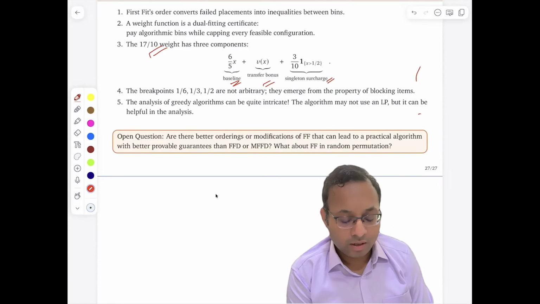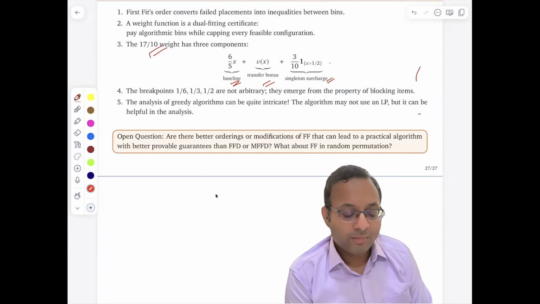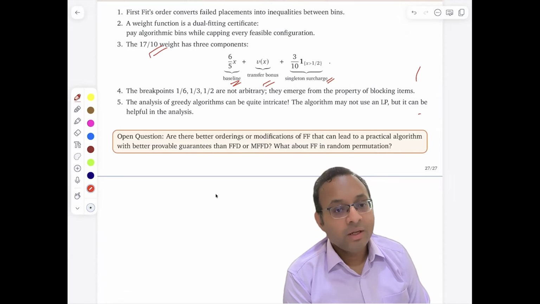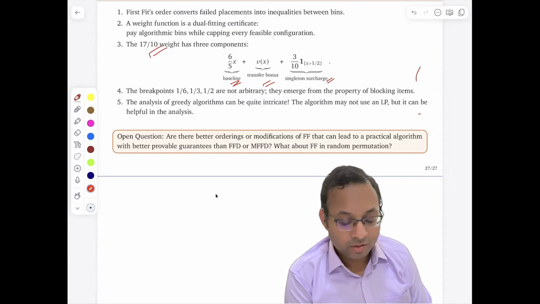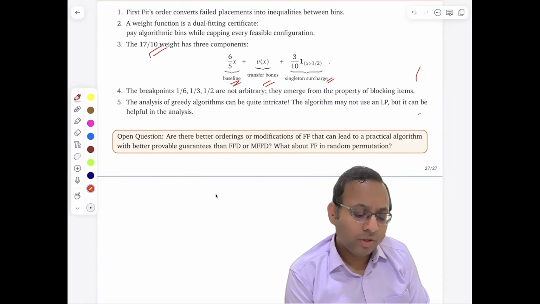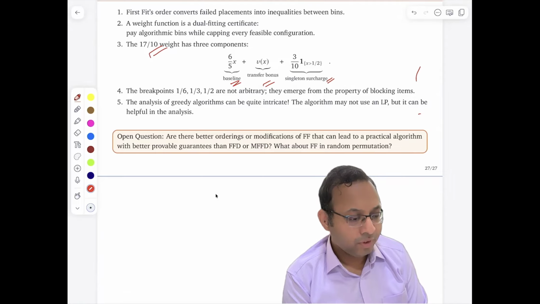First fit shows a simple, not simple, but at least a nice application of weight functions, but it can be quite tricky. For example, the analysis of first fit decreasing of 11 by 9 is quite long and intricate. And these weight functions are also used in online bin packing for harmonic rounding and other algorithms. So we still don't understand the power of weight functions completely. What are the best weight functions we can have for any online bin packing algorithm? That's also not completely clear. So there are several nice open questions in this.